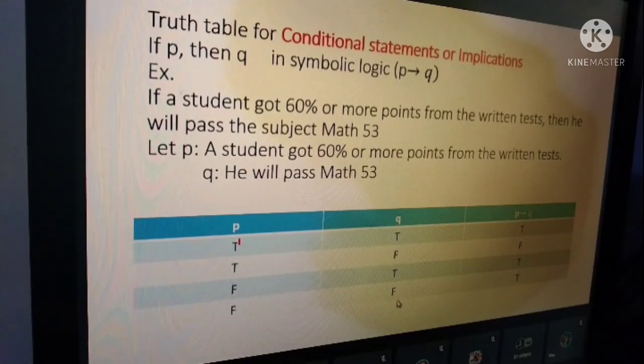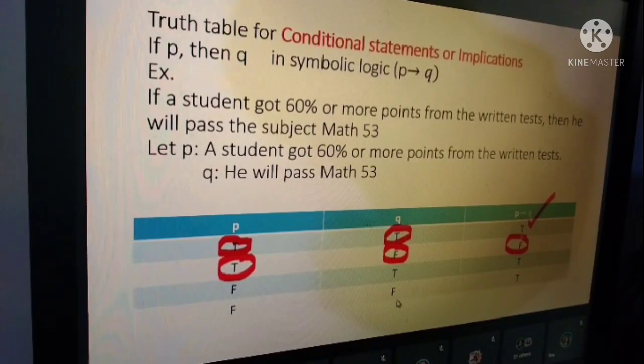So, halimbawa, totoo na pumasa ka sa Calculus 1 at totoo din na binilhan ka ng sasakyan. So, P, Q. Totoo na pumasa sa exam, then binilhan siya ng sasakyan. Totoo. Very good. Ngayon, totoo na pumasa ka sa Calculus 1, pero pinangakuan ka ng tatay mo na bibilhan ka ng sasakyan kapag pumasa ka. Pero ang nangyari, hindi nangyari na binilhan ka ng sasakyan. So, ibig sabihin, ang decision ay false. Kasi hindi nangyari, hindi totoo.